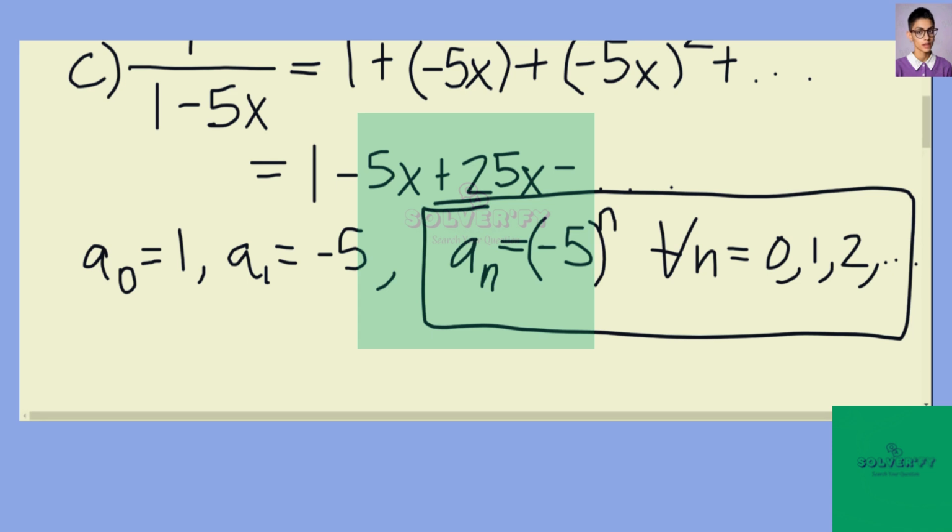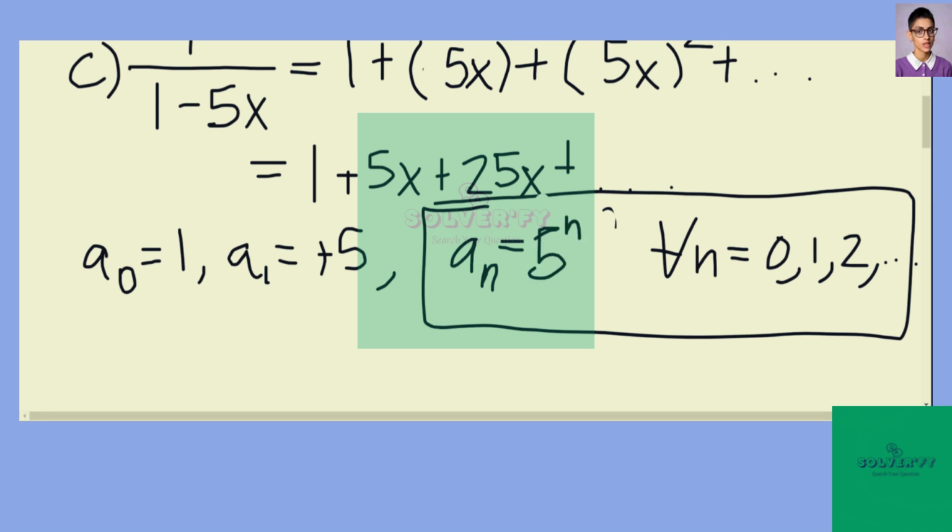In part C, well, instead of a negative 5x, this should just be a positive 5x here. So this is positive 5, this is simply 5, so this is 5^n.